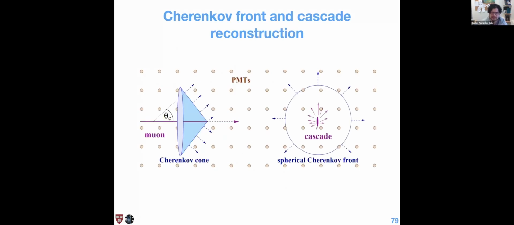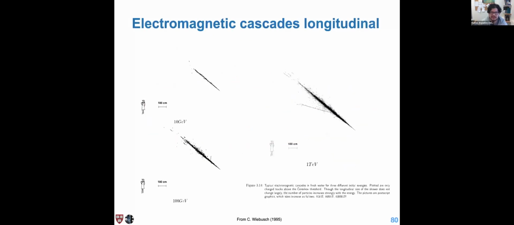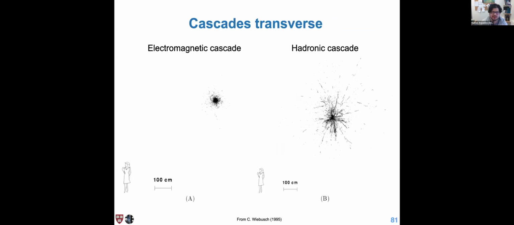Okay, so let me talk a little bit about cascades. This shows you three different cascades of different energies, compared to a human size: 10 GeV, 100 GeV, and TeV cascades. This is the longitudinal profile, and this is how you can differentiate between electromagnetic and hadronic cascades. In the case of neutrino interactions, you're always going to have a hadronic cascade and sometimes an electromagnetic cascade if there's an electron neutrino producing the interaction.